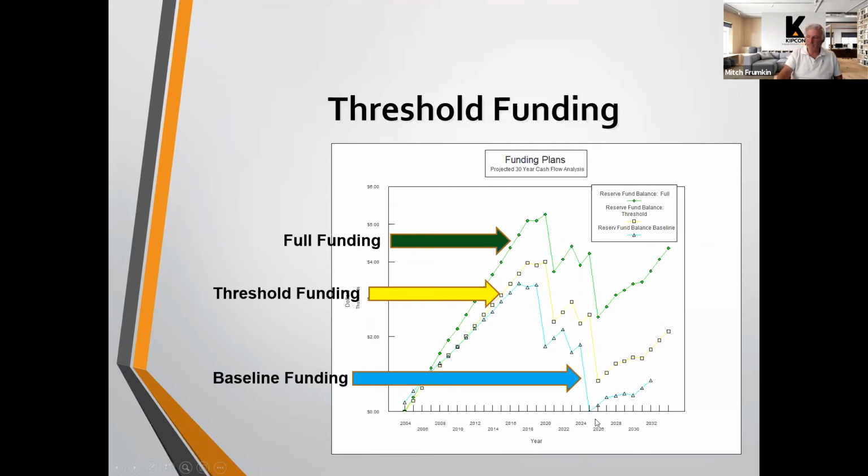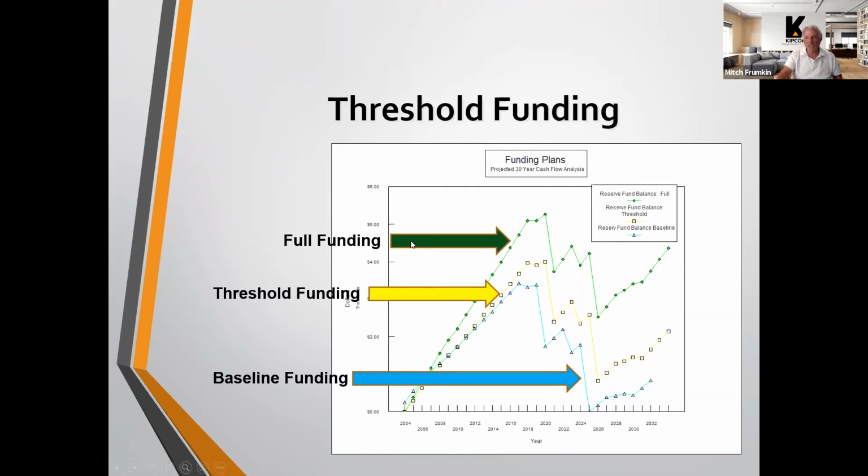And it's called baseline funding, because what happens? Let's say this component, they have to replace it this year, costs $10 more than you anticipated. You're going to run into a deficit. Let's say that this component has to be replaced a year earlier. It's going to go into a negative. You're going to run into a deficit.